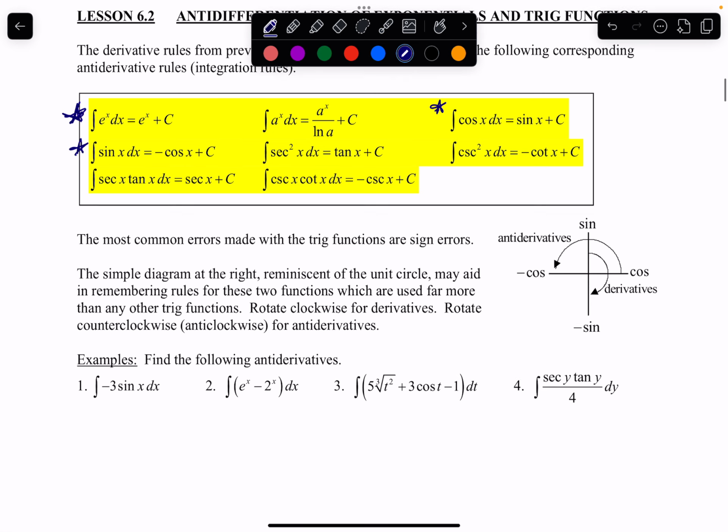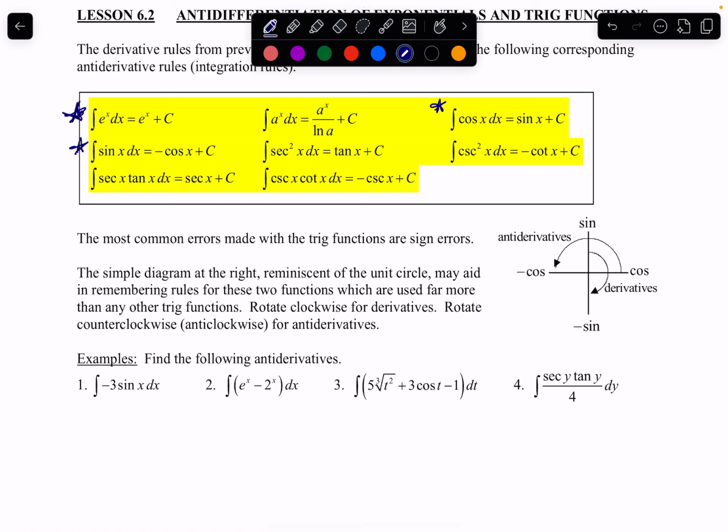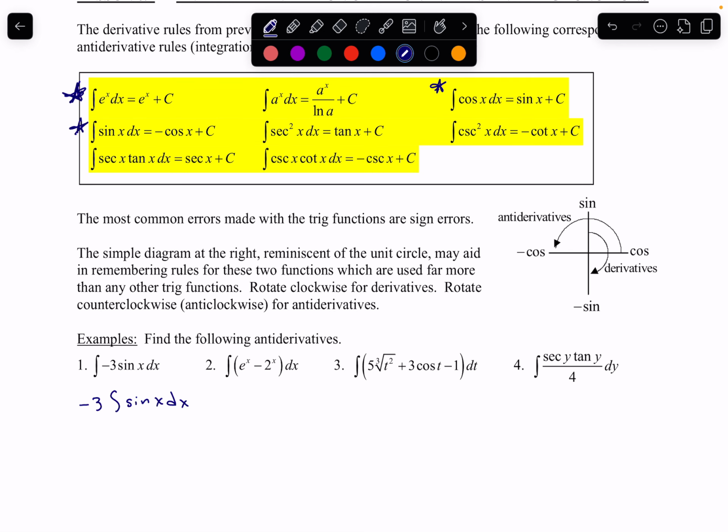So examples. Number one, find the following antiderivatives. So I want to integrate negative 3 sine of x. I can put that negative 3 in front, so all I'm integrating is sine of x dx. And if I look up above, the integral of sine is negative cosine. So this becomes negative 3 times negative cosine of x plus c. Negative 3 times negative cosine is just positive 3 cosine of x plus some constant c.